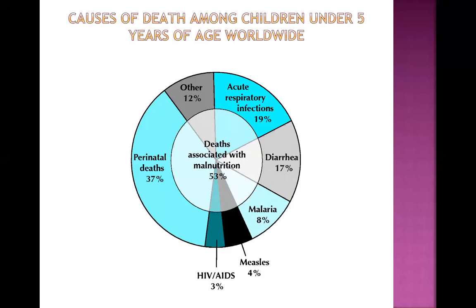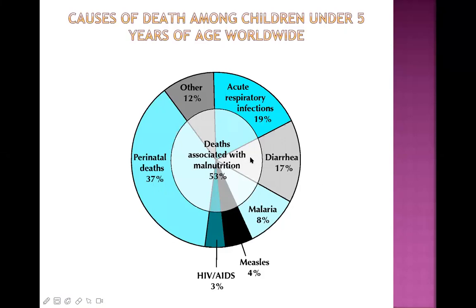Exactly. All of the students can answer that very correctly. Now see there, perinatal death, almost 37% of the cases. After that, if I go here, acute respiratory infection 19% of the time. This is pneumonia or lower respiratory tract infection, and around 17% of the time it is diarrhea. So perinatal death, pneumonia and diarrhea are the most common causes of death under the age of 5.